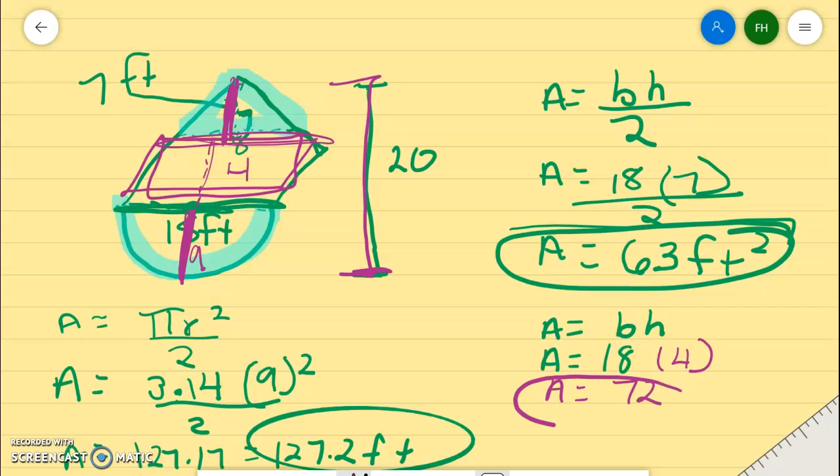So here you have 3 different shapes. It had a lot of stuff to think about. When you add those up, 63 plus 72 would be 135. Hold on, let me add this up. So when I added those up, I got 262.2.